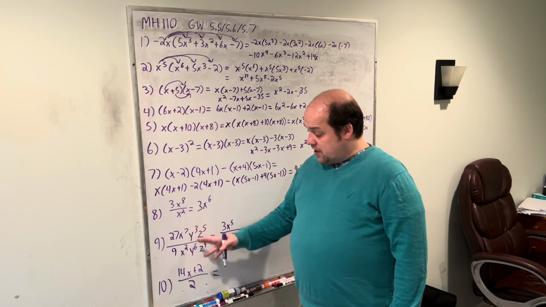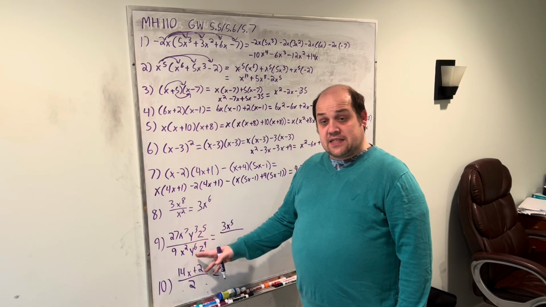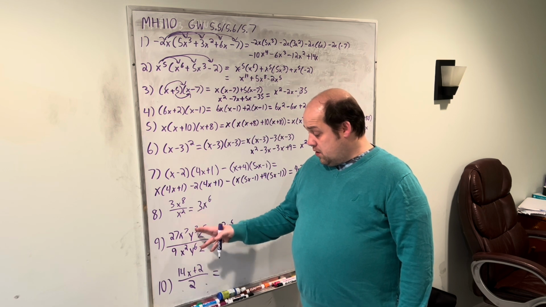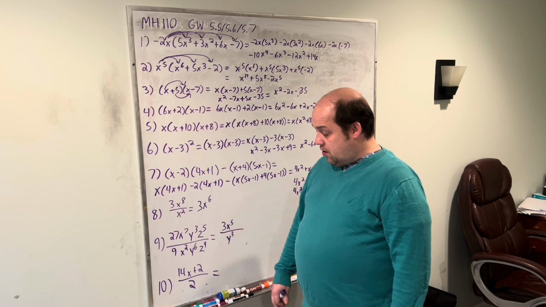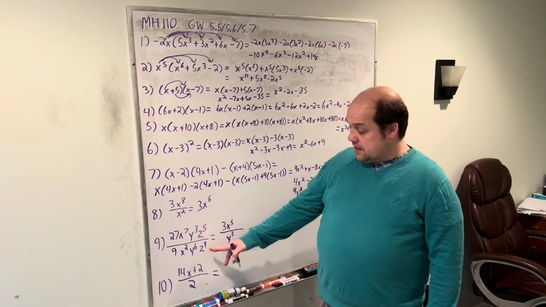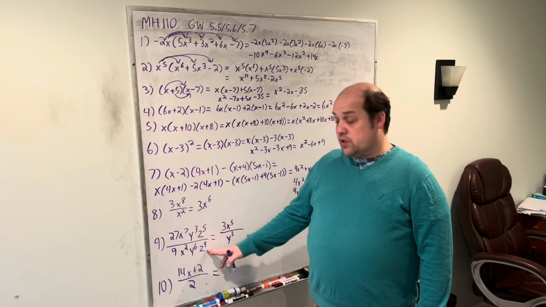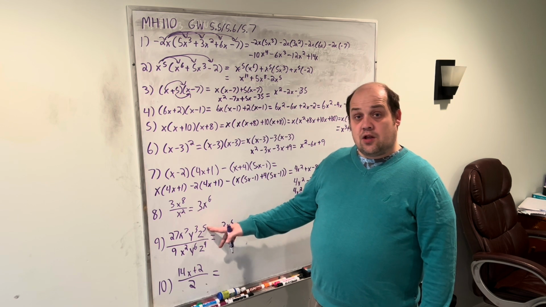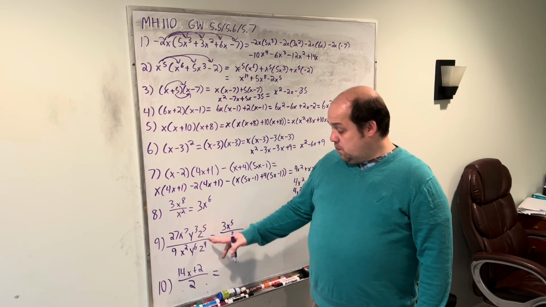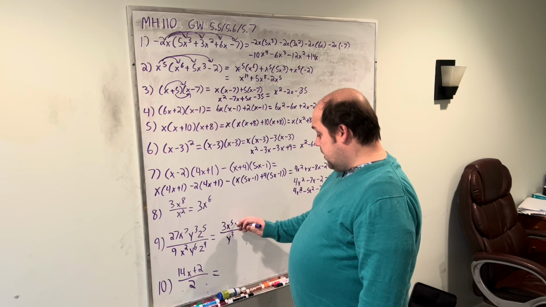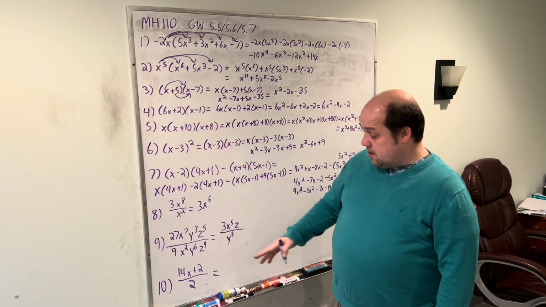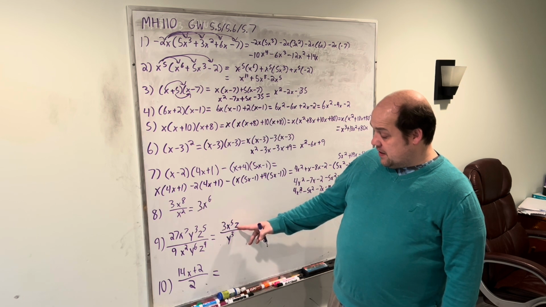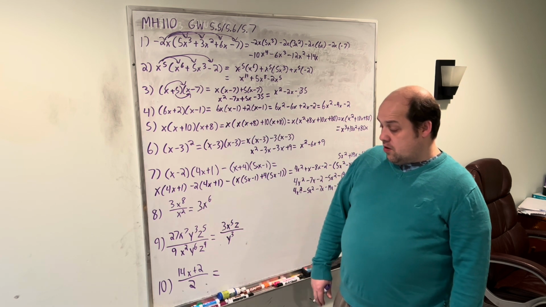In the y direction, I have 3 on top, 6 on bottom. 6 is bigger. How many bigger? Well, 6 minus 3 would leave me with 3. So there's a y to the 3rd on bottom. Z to the 5th on top, z to the 4th on bottom. Which is larger? Z to the 5th is larger. How many larger is it? Well, 5 minus 4 would leave me with 1. So I could write it as z to the 1st, but I'm just going to write it as a z. My final answer is 3x to the 5th z over y to the 3rd.